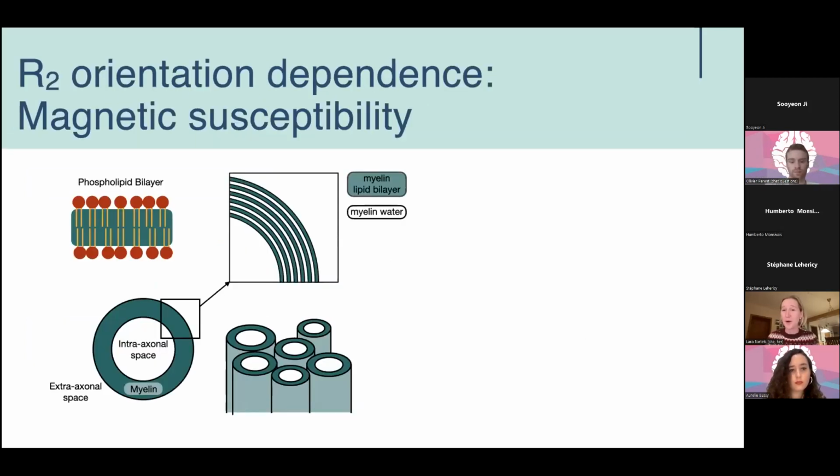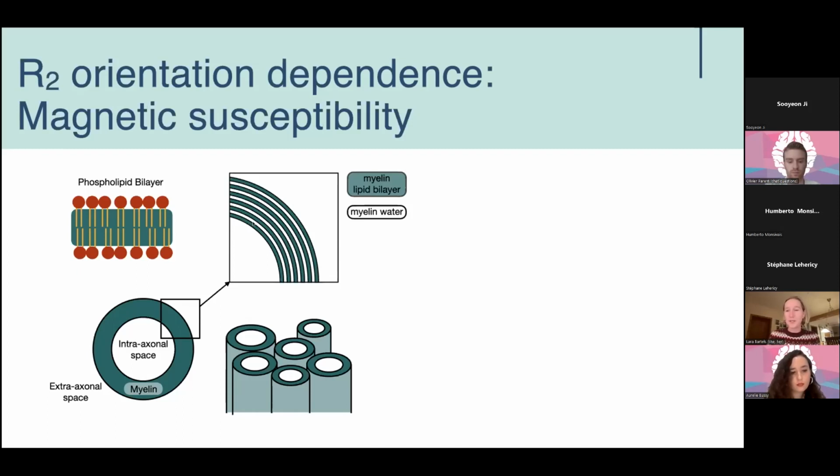So now going on to mechanisms that cause orientation dependence in R2. In white matter, the most important cause of this is down to the white matter microstructure, as I already said, and it's actually the difference in magnetic susceptibility, which we've already heard a lot about today, between the myelin sheath of the white matter and the surrounding tissue.